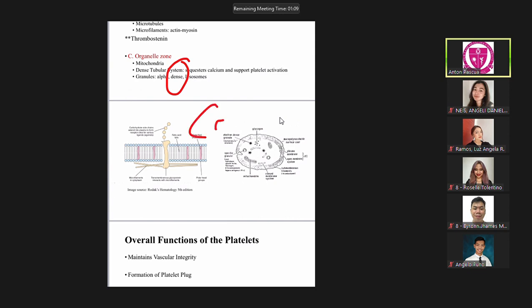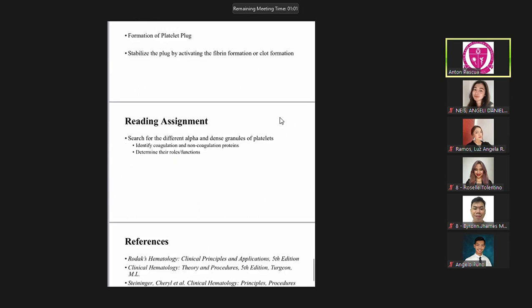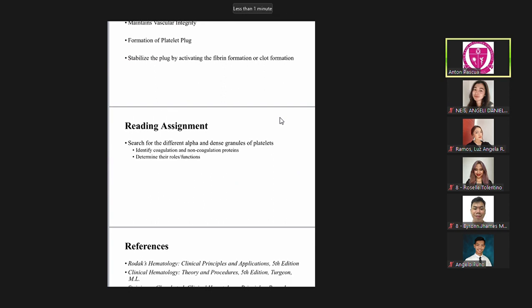Okay? Then for the dense granules, to name a few, examples ng mga dense granules natin will be calcium, ADP for platelet aggregation. So for your assignment, yan, i-jump ko lang ha, nilagay ko rito, reading assignment ninyo, basahin nyo ano-ano pa yung mga alpha at saka yung mga dense granules. Hanapin nyo kay Rodax. Meron yan kay Rodax. Okay? Para matuto kayo magbasa ng libro.